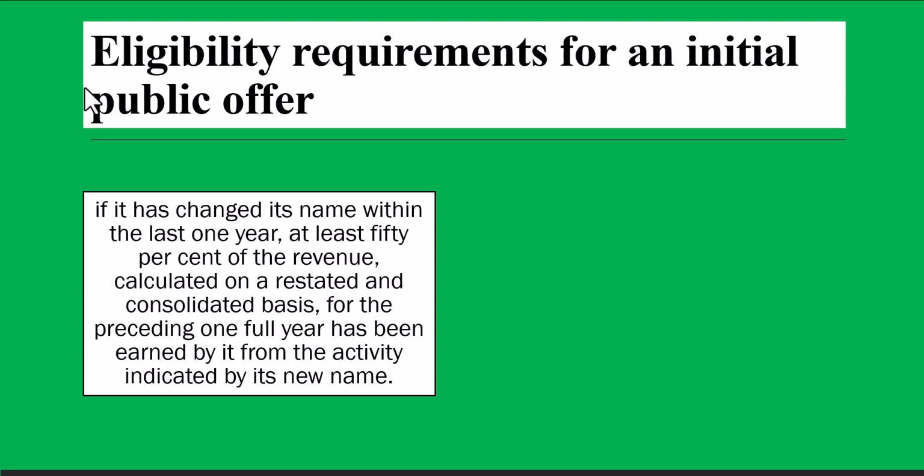Eligibility requirements for an initial public offer. If it has changed its name within the last 1 year, at least 50% of the revenue calculated on a restated and consolidated basis for the preceding one full year has been earned by it from the activity indicated by its new name. Now, sometimes the company can change its name. If the company has changed its name, then most likely the business might have also changed.